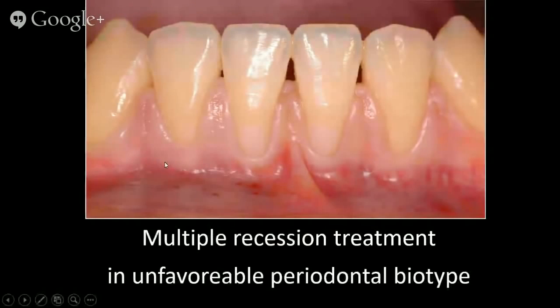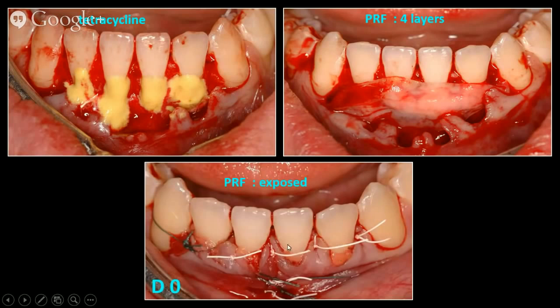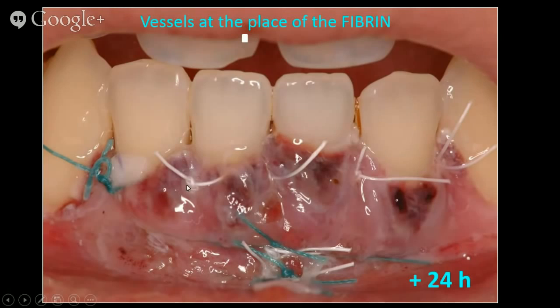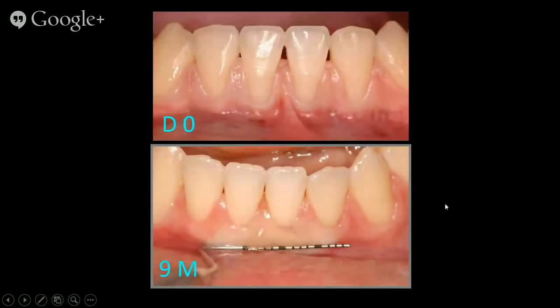When we have a very unfavorable biotype, we can use the fibrin, the PRF, as a connective tissue graft. We can do a flap using tetracycline, a few layers, every time as much as we can, and then the protocol is to leave the PRF outside. The PRF is in front of the teeth, and then if we go 1 day after, look where the vessels are at the place of the fibrin. If we are able to achieve a very fast vascularization, we will get a very nice new keratinized tissue after a few months.